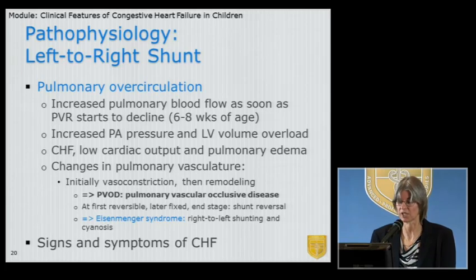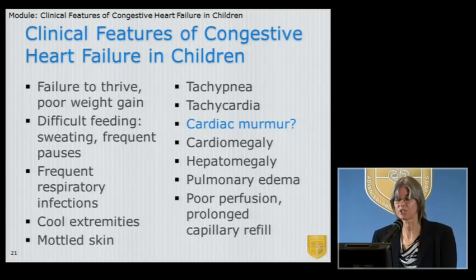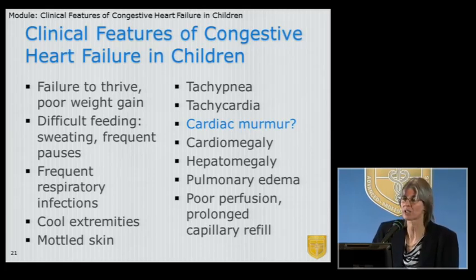So how do kids in congestive heart failure from left to right shunt look? The classical features are failure to thrive, the poor weight gain. They feed with difficulty. They sweat, they have frequent pauses. In order to finish a bottle, it takes them an hour. Mom says, I don't know, but they're always sweaty. They don't gain any weight. They have frequent respiratory infections.